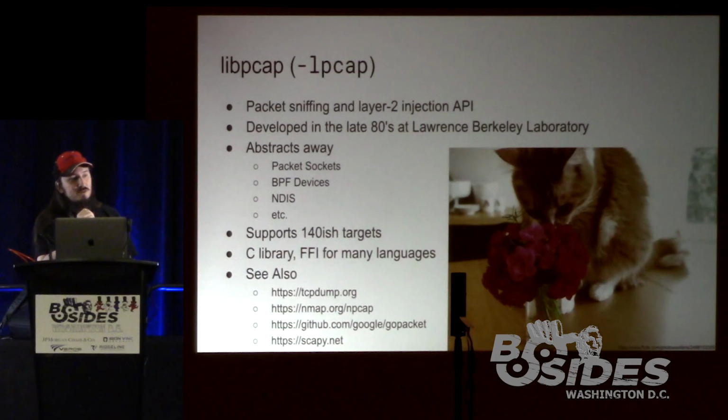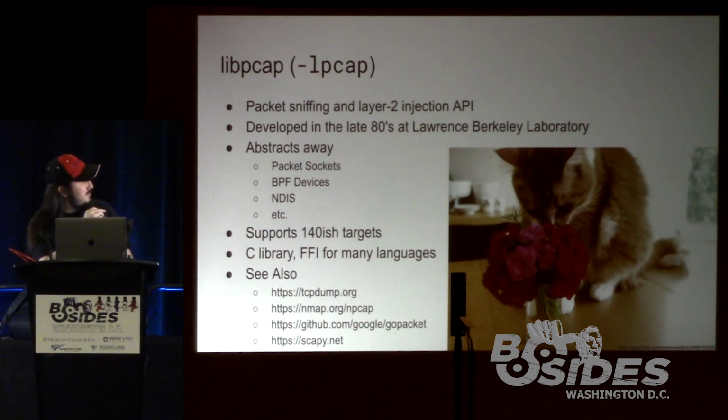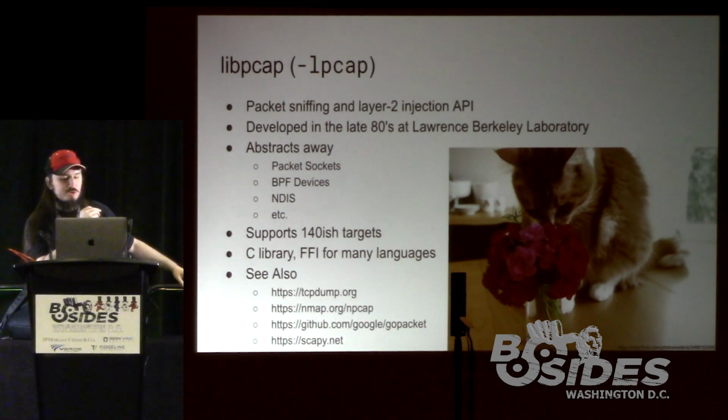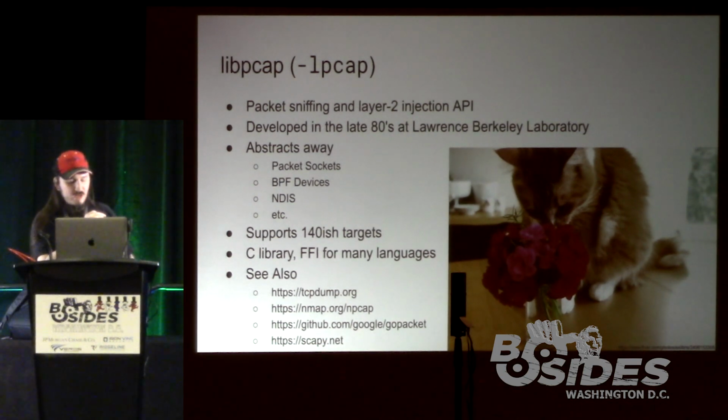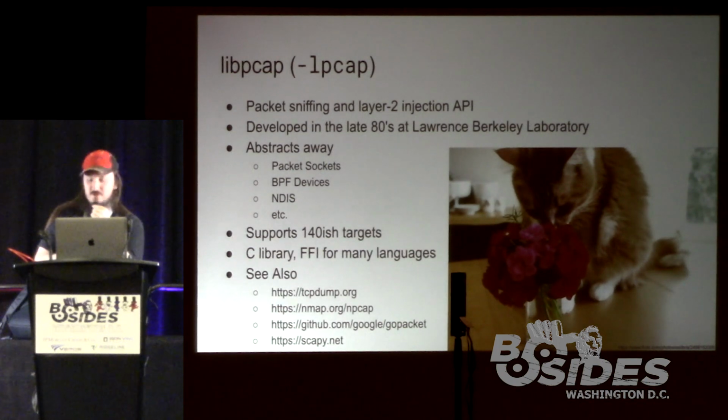Just about every language I've looked at has some sort of foreign function interface for it, to varying degrees of ease of use. For further reading: tcpdump, Nmap, GitHub. Google's Go packet library is quite nice in the Go world. Scapy is really cool. It gives you a Python interface to almost all things network, so it's really easy to test things and do proof of concept things.